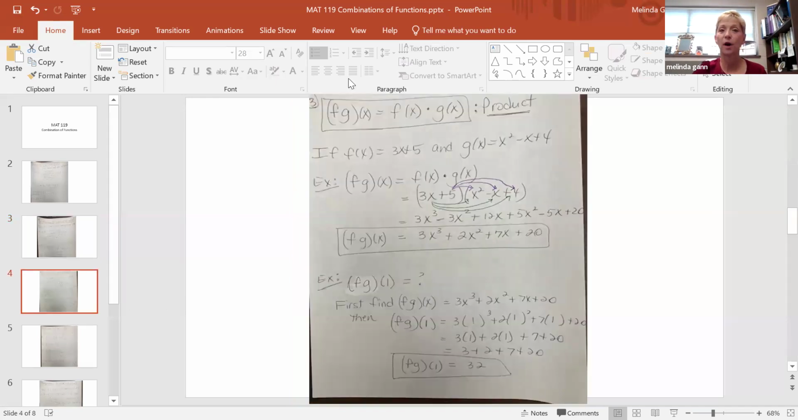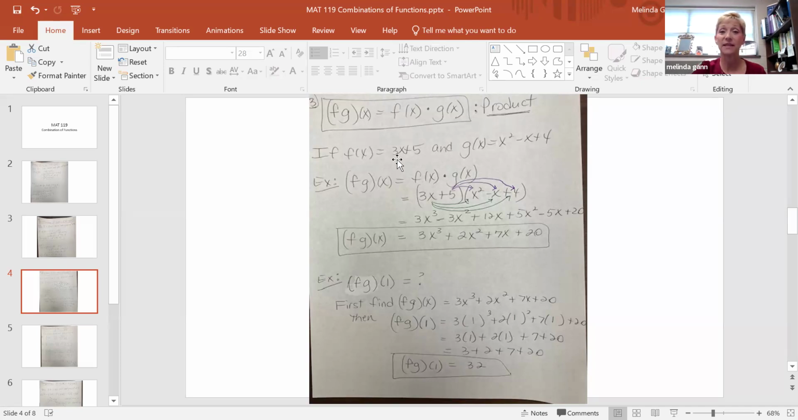What if instead you're multiplying them? You know, when you have two variables with nothing between them, it's understood to be multiplication. So like xy means x times y. AB means a times b. So fg means f times g. So f times g at x is f of x times g of x. That's the product. It's what you get when you're multiplying them.